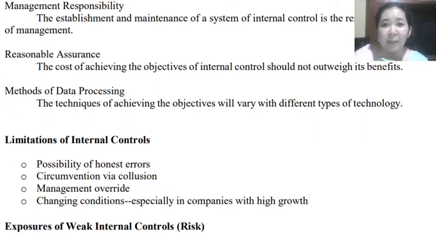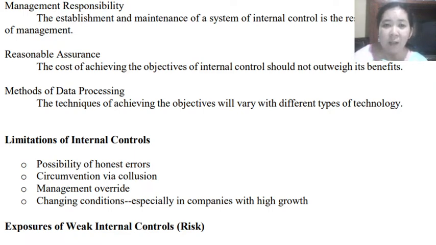Okay, what about the limitations of our internal control? Here, of course, there is the possibility of honest error. Error here is unintentional. This is due to the nature of humans, that we are prone to errors. We are not perfect. So there is a possibility, but it should be an honest error, meaning it's not intentional. Another is circumvention via collusion.